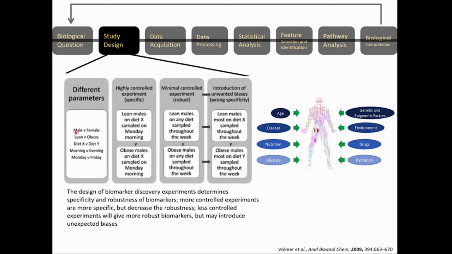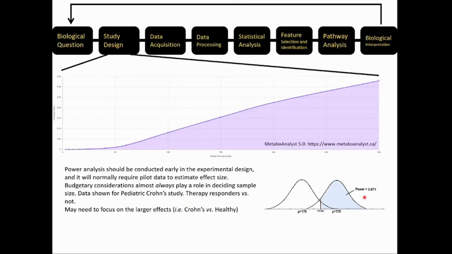So if the experiment is not well designed and you have confounders that you didn't account for, those are going to show up in the data set. And that has happened to us many times. And the other consideration when you're designing your study is the power calculations. And, you know, we're used to power calculations in typical univariate studies.